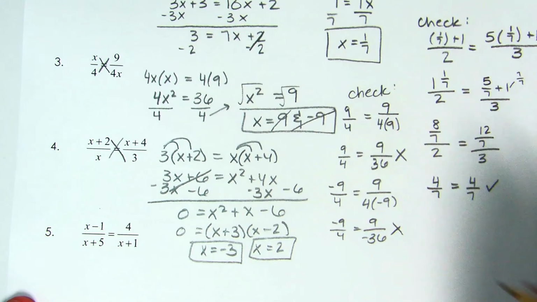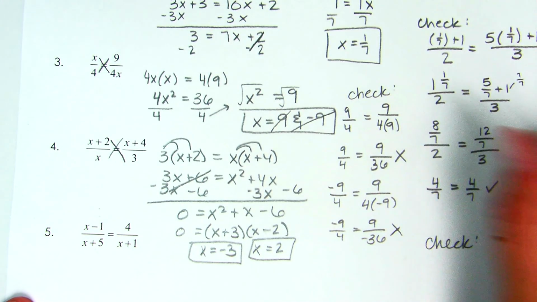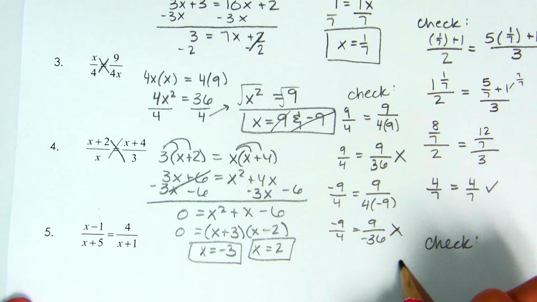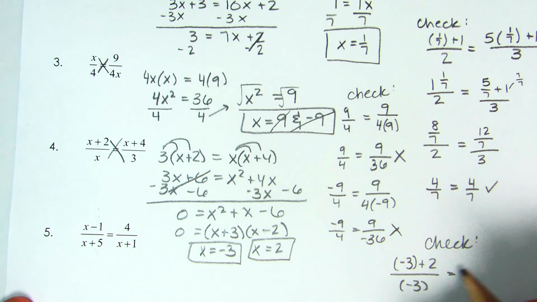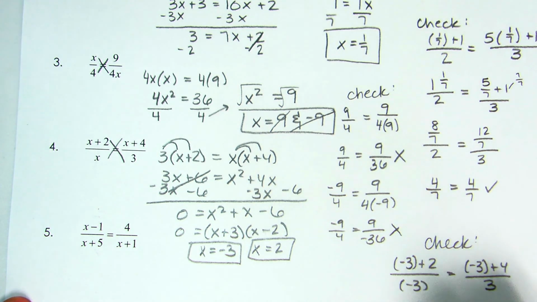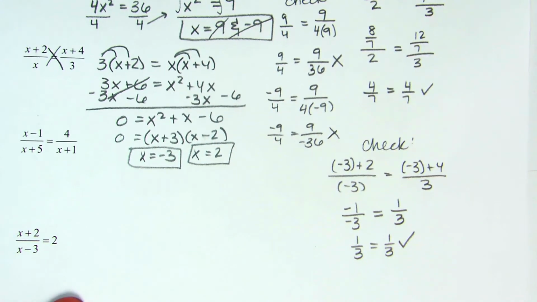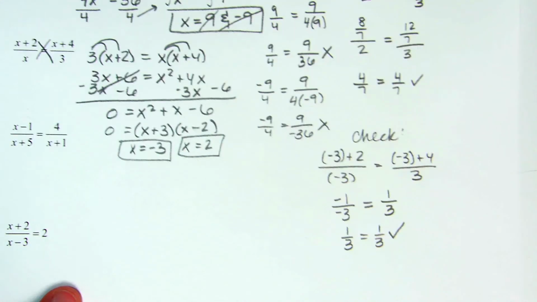So I'm going to come over here and check that work. Negative 3 plus 2 over negative 3 equals negative 3 plus 4 over 3. So negative 3 plus 2 gives me negative 1 over negative 3. Negative 3 plus 4 gives me positive 1 over 3. Two negatives cancel, so 1/3 equals 1/3. That is, in fact, a solution. I'm sorry, I went off the bottom of the page again.